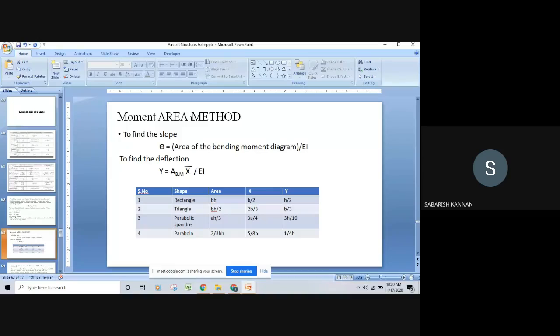In the moment area method, first we need to find the slope of the given beam. That is theta equal to the area of the bending moment diagram divided by EI. So we have two formulas, one is the slope formula and the other is the deflection formula. In the slope formula, theta is the area of the bending moment diagram divided by EI, and the deflection y or del equals the area of the bending moment diagram into x bar, that is the centroid distance, divided by EI. Using these two formulas, we can find the deflection and slope of any beam.